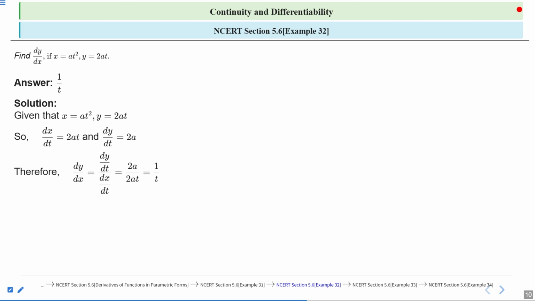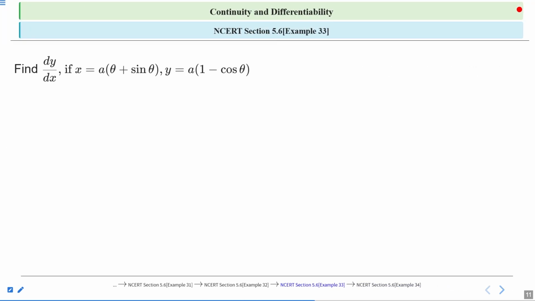Therefore, dy by dx will be equal to dy by dt upon dx by dt, which will be equal to 2a upon 2at, which is equal to 1 by t. Clear? Hence, we can say that dy by dx is basically equal to 1 by t.